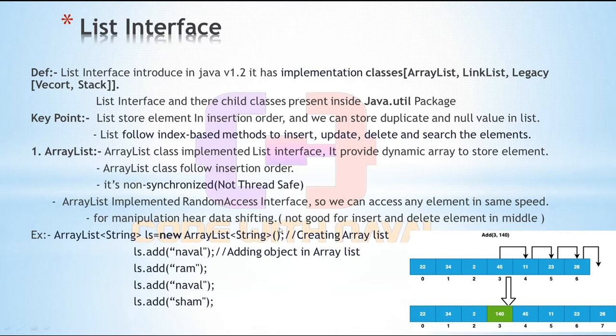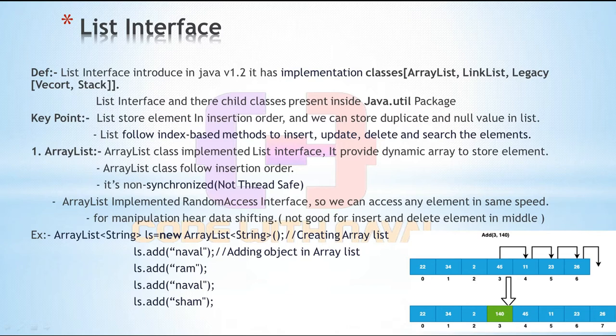Okay, here you can see in this example, we can simply declare an ArrayList in this way. With ArrayList, we can create generic programming, or we can create non-generic. We can create both. Here you can simply create an object and use the add method. Here we first add a null, then ram, then again null, then sham. That means we can happily add duplicate values.